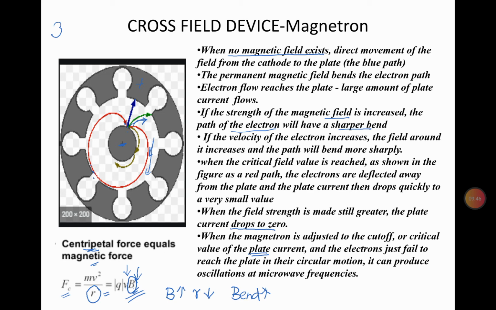Okay. So this value of magnetic field at which the plate current or the anode current becomes 0 is called the cutoff magnetic field. Okay.